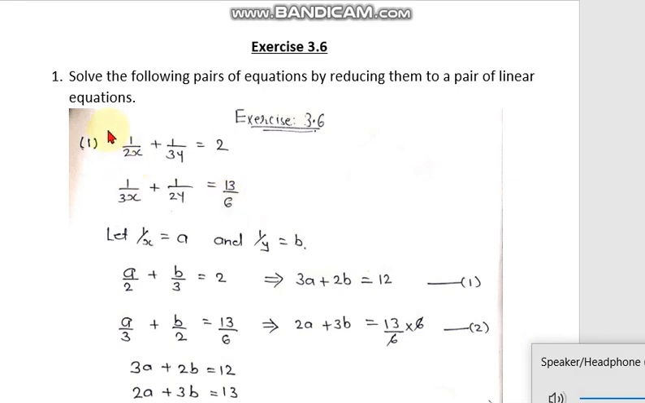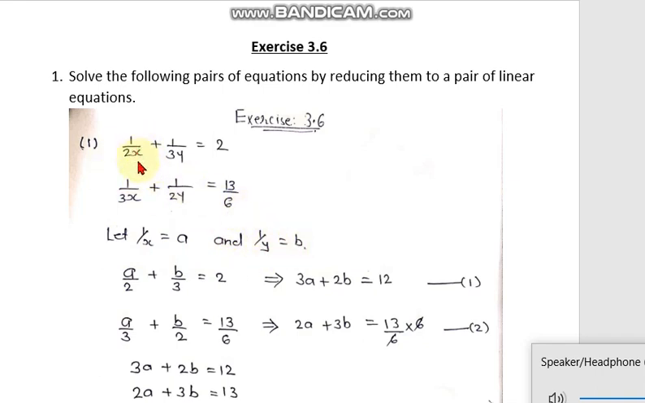In exercise 3.6 we have the instruction: solve the following pairs of equations by reducing them to a pair of linear equations. So the first sum is 1 upon 2x plus 1 upon 3y equals 2, and 1 upon 3x plus 1 upon 2y equals 13 upon 6. Here we can see that x and y are not in linear form, it is in the denominator. So what we'll do? We can consider 1 upon x equals a, which is some different variable. Similarly, 1 upon y equals b.